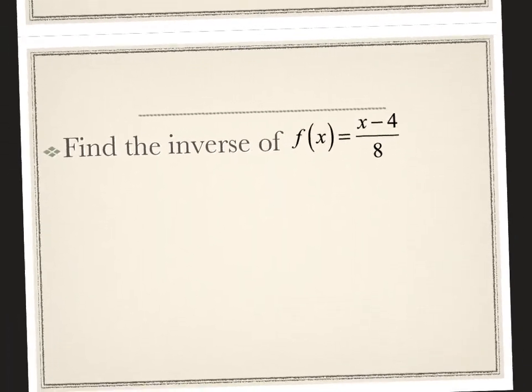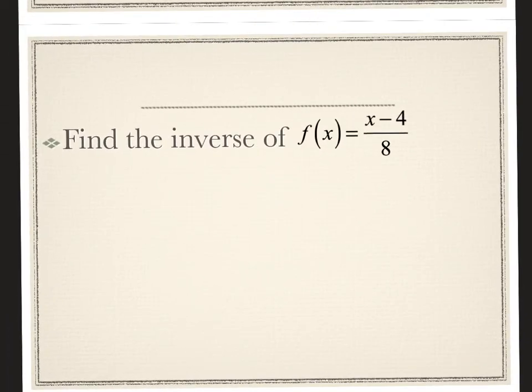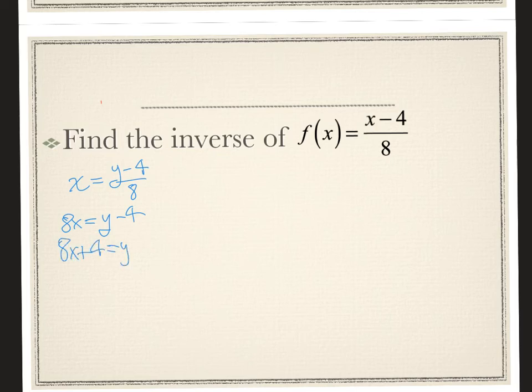Here's another example. I'll do it both ways. The first way is to change the x and the y. So f of x is pretty much a y. We're going to change that to an x. And then that x that's up on the top, I'm going to change into a y. Now I'm solving this for y. So I multiply both sides by 8, and then add 4 to both sides. And this should be the inverse of the original.